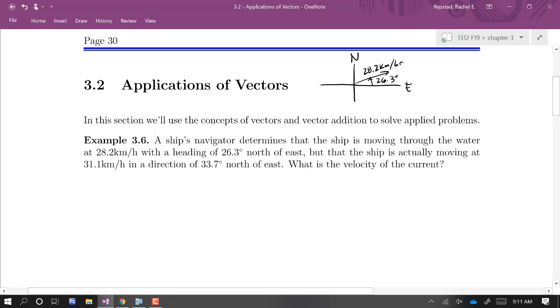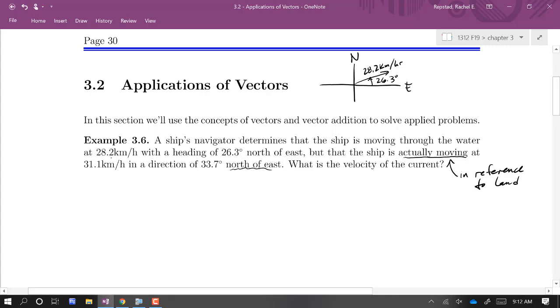But the ship is actually moving at 31.1 kilometers per hour in a direction 33.7 degrees north of east. So again, that's another standard position angle, and that's important to realize here. When they say actually moving at, that means in reference to the land. So moving through the water at 28.2 kilometers per hour, and in reference to the land actually moving at 31.1 kilometers per hour, we want to know what the velocity of the current is.